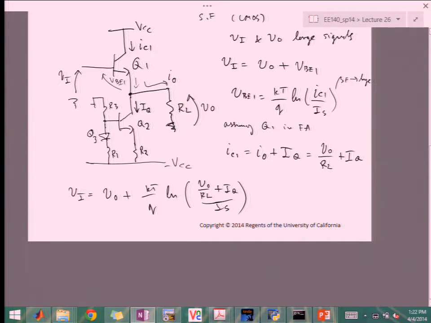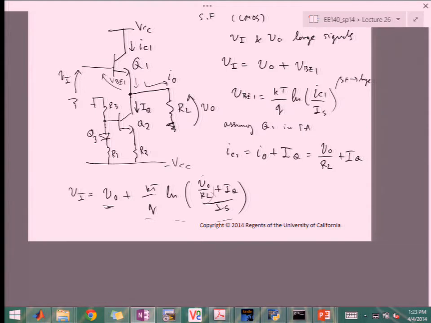Okay. This is a nonlinear equation. I don't have just this term over here so that I have a linear relationship between input and output. I have this term also that grows very slowly as VO increases. But depending on the value of RL, this term will be important or not. In most practical applications, this is going to be a very small nonlinearity that you're adding to the whole system. And by applying negative feedback, we'll be able to linearize that somewhat as well.